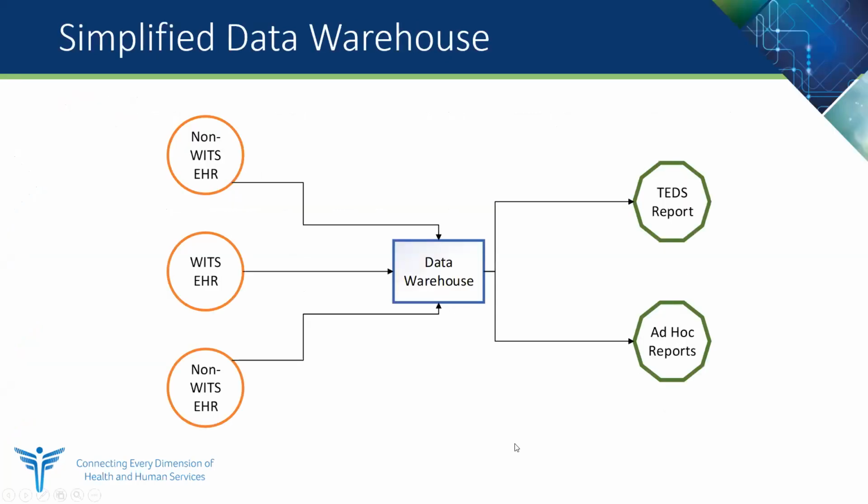Okay, here's a picture for our visual learners. You can see we've got the WITS EHR and then non-WITS EHRs over on the left side. All of those will be what we call submitting entities into the data warehouse. And from the data warehouse, which will store all that data, DMH will be able to do their TEDS report and any other ad hoc reports that they find necessary.